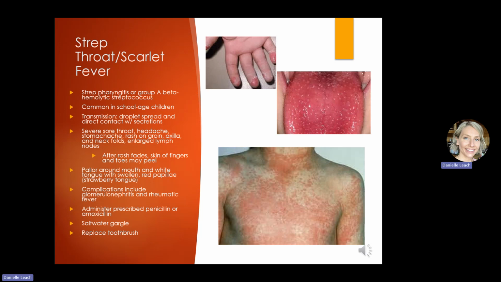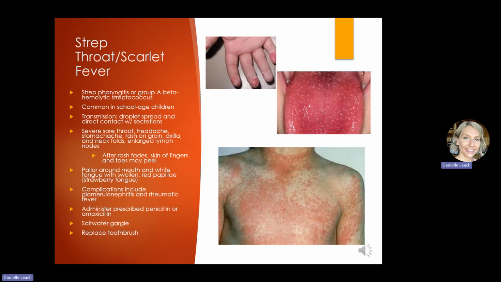So a very severe sore throat, headache, they could have a stomach ache. It's sometimes called scarlet fever because some patients will also have a rash. So they can have a rash on their groin, axilla, neck folds, their trunk area, and they could have enlarged lymph nodes. After this rash fades, if they have it, it can actually start peeling of the skin on their fingers and toes, like this top picture.